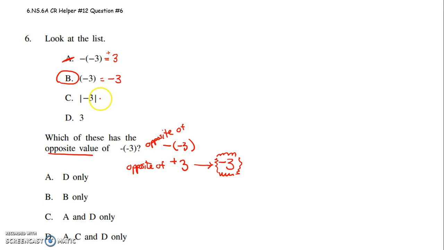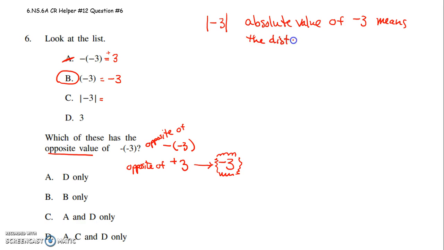This is the absolute value of -3. I just want to talk about absolute value for a minute. Those straight lines mean absolute value. Absolute value of -3 means the distance -3 is from 0. Absolute value is a distance. How far is -3 from 0? Oh, it's 3 units from 0. It happens to be 3 units to the left of 0, but it's 3 units from 0. So the absolute value of -3 is a +3.